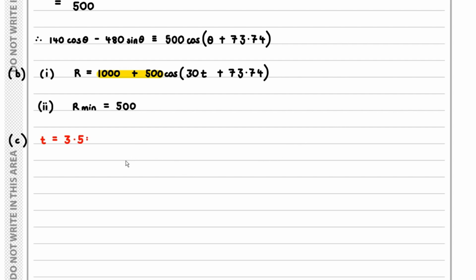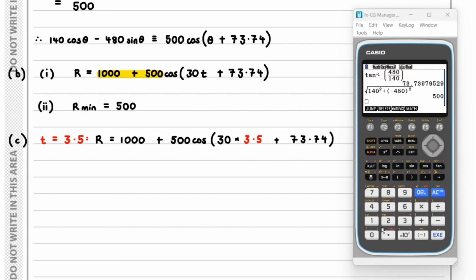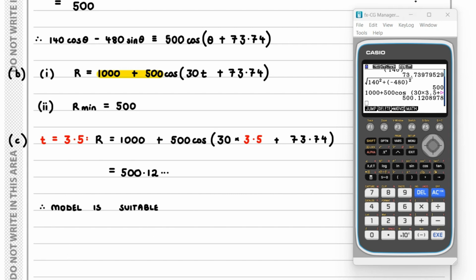So, for part C, with t equaling 3.5, r will equal 1000 plus 500 cos of 30 times 3.5 plus 73.74. So we have 1000 plus 500 times the cosine of 30 times 3.5 plus 73.74. It turns out we get 500.12, and because this is almost 500, we can therefore conclude the model is suitable.